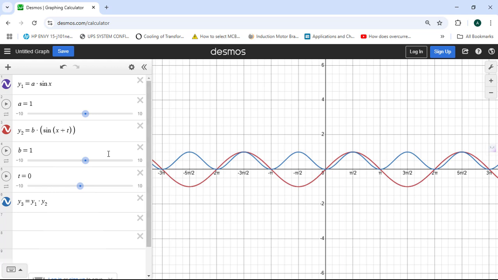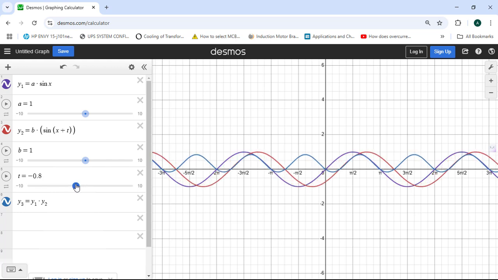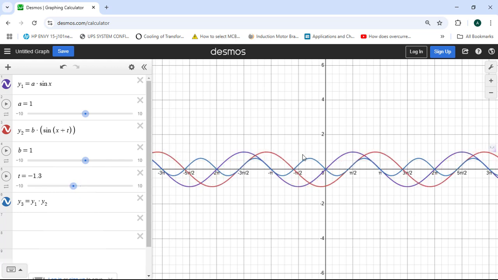In today's video we will learn how to use the DESMOS graphing calculator to draw active power, reactive power and apparent power to understand it exactly. In a previous video we have already discussed what is active power, reactive power, apparent power and power factor. You can find the video in the description down below. But today we will use DESMOS to understand it more.